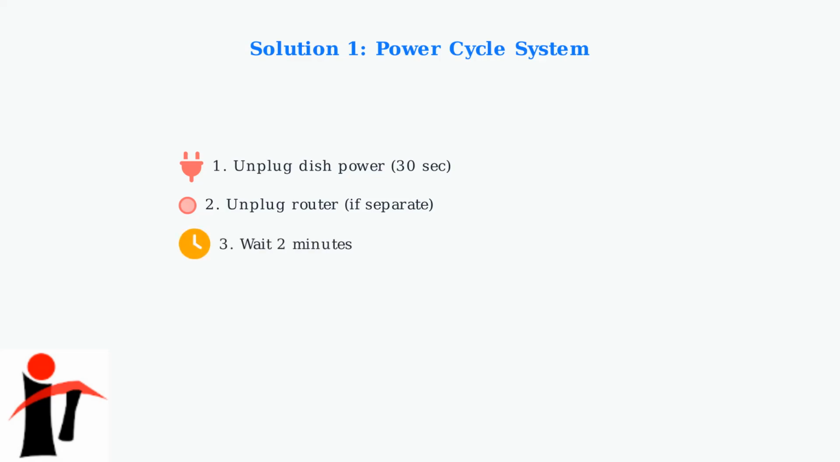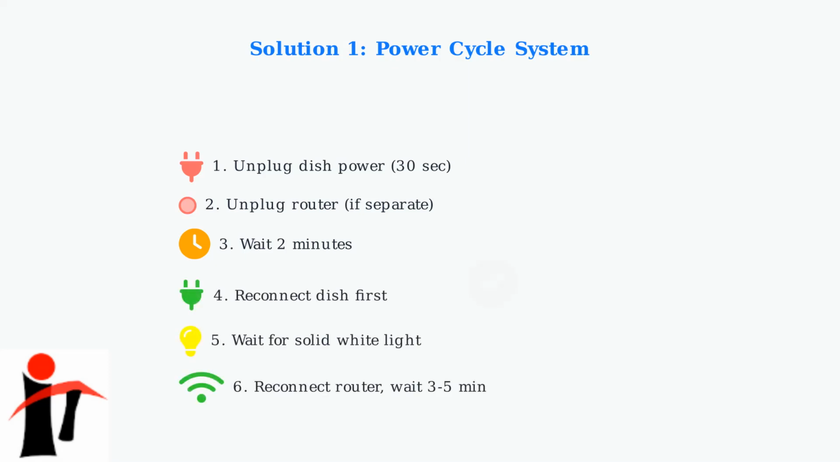First, unplug your Starlink dish power supply and wait 30 seconds. If you have a separate router, unplug that too. Then wait a full 2 minutes. Next, reconnect the dish power first and wait for a solid white light, which takes 5 to 10 minutes. Then reconnect the router power and wait an additional 3 to 5 minutes for the SSID to broadcast.